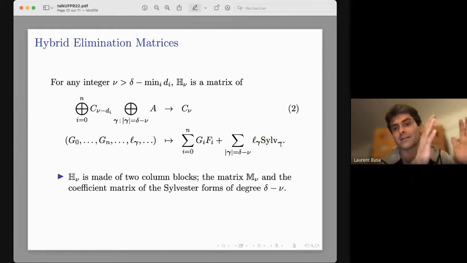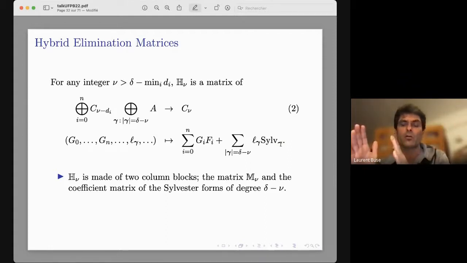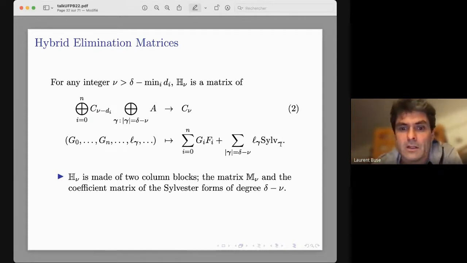Okay, so you have matrices that are made of 2 blocks. The first block is the classical Macaulay style block that we have seen before, and then we have a new block where we put these Sylvester forms in the matrix. Okay, so 2 blocks like this.